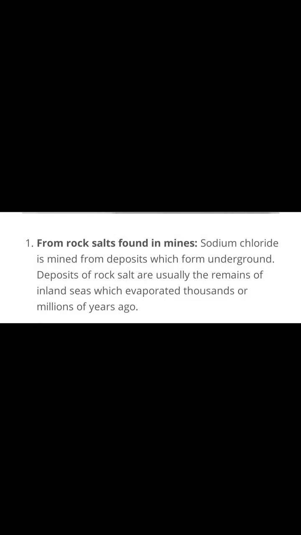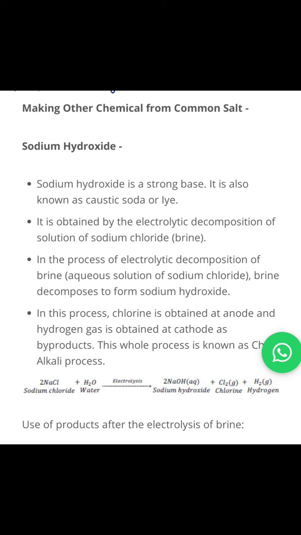There are two major methods of obtaining sodium chloride. One is from seawater and another is from rock salts. Now, common salt is also used for making other chemicals. For example, the very important chemical here is sodium hydroxide, that is NaOH. It is also a strong base, and it is also known as caustic soda, which is a common name for it. It is obtained by electrolytic decomposition of a solution of sodium chloride, that is brine.